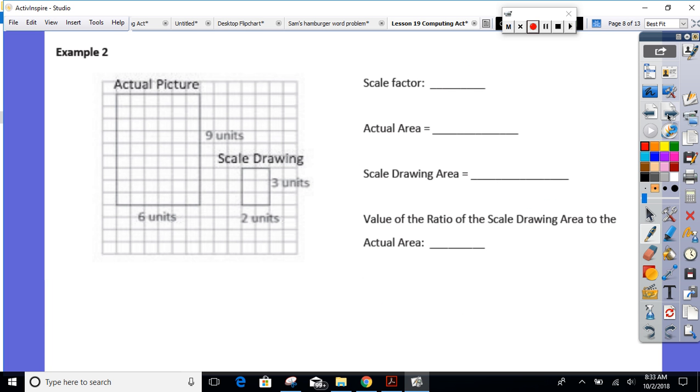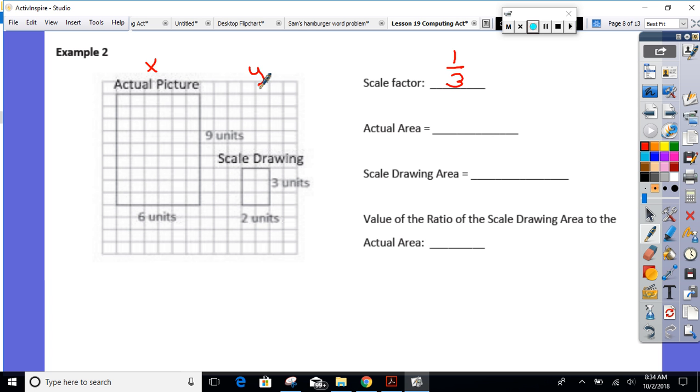Okay, so for example 2, Ellie, what did you get as the scale factor? Good, 1/3. Did you all get a fraction for the scale factor, or did some of you get mixed up and write 3? It's not 3, because the scale drawing is smaller than the actual picture, so the scale factor has to be a fraction. If we do y over x, the actual is always going to be x, the scale drawing is going to be y, just like in a table. You can set it up the same way. 3 divided by 9 is not 3. 3 over 9 would reduce to 1/3.